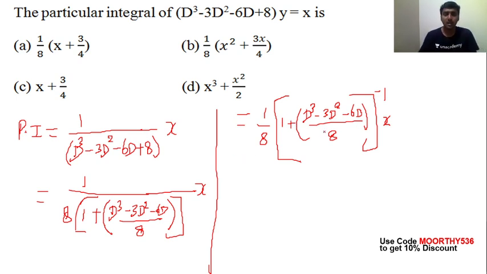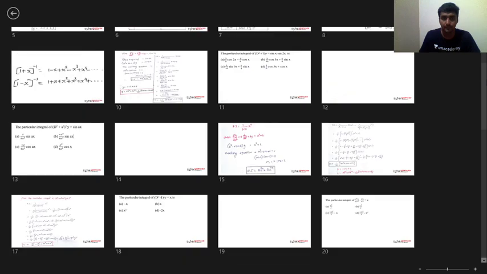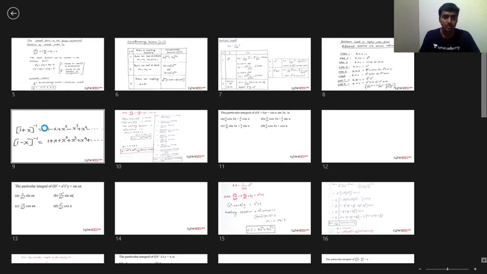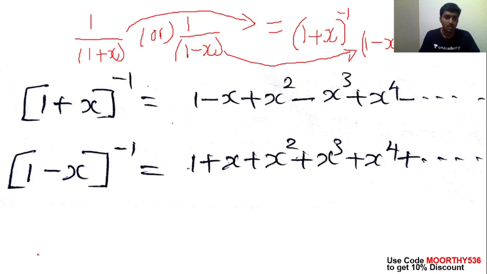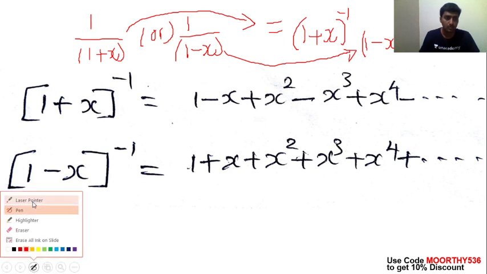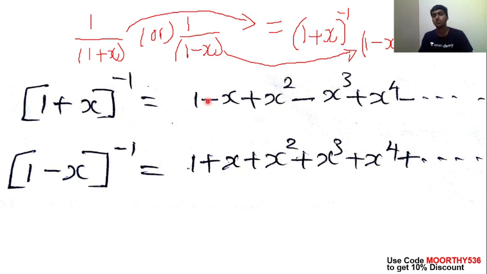Here the polynomial terms with differential order more than cube are eliminated. It is the 1 plus x format, whole power minus 1. So x is equal to D cube minus 3D square minus 6D divided by 8. Coming to the binomial expansion, this is the binomial expansion for 1 plus x whole power minus 1: 1 minus x plus x square minus x cube is the formula for (1 plus x) the whole power minus 1.